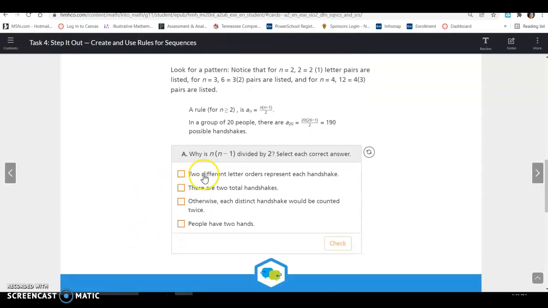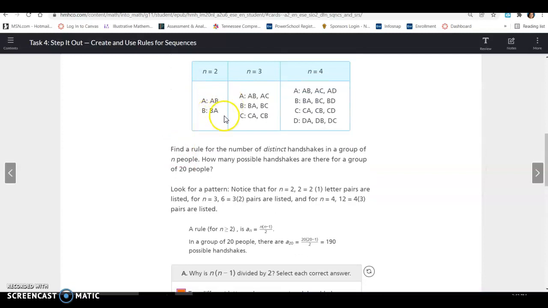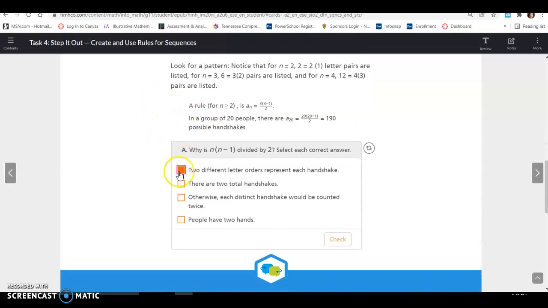All right, so it says a subscript n is n times n minus 1 divided by 2. Select each correct answer. There are two different letter orders represented for each handshake. That is true. We can look at the table here. So it went A, B, and B, A. So you're only going to shake that person's hand one time, not twice, even though the letters could be in reverse. And it says there are two total handshakes. That's only if there's 2 or 3 people there. So otherwise, each distinct handshake would be counted twice. That's true because of the letters being reversed.